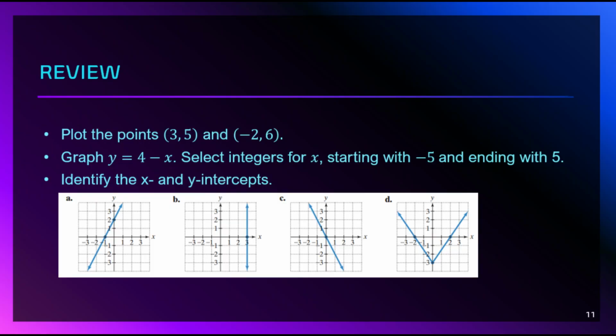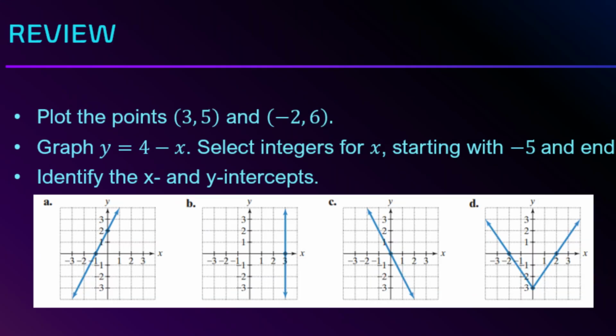Alright, so for the last question, identify the x and y intercepts for these 4 parts. So for part A, we have this graph here. And so the x-intercept would be at the point -1, 0. And then for the y-intercept, that would be at 0, 2. For part B, we only have one intercept, and that is the x-intercept at point 3, 0. And then for part C, we also have one intercept, and that is at the origin, 0, 0.